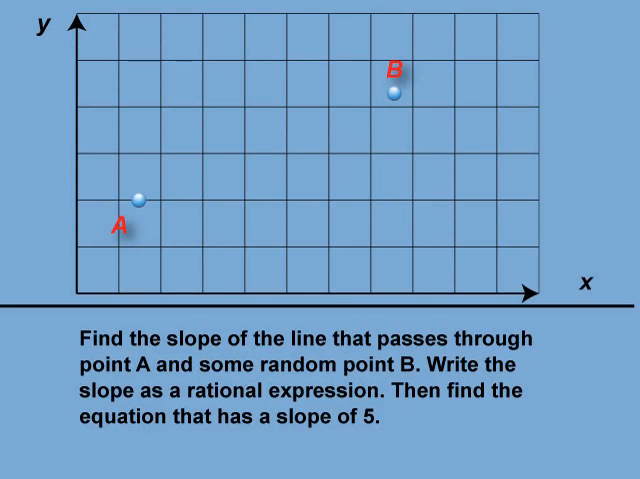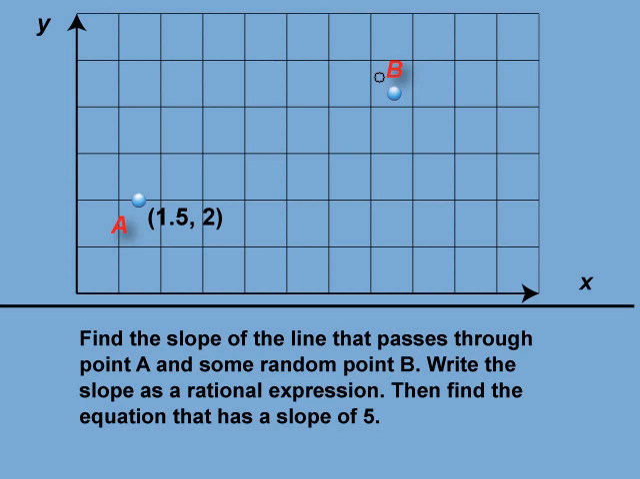Find the slope of the line that passes through point A and some random point B. Write the slope as a rational expression, then find the equation that has a slope of 5. Point A has specific coordinates. Given the location of the point, we can see that it has coordinates 1.5, 2, as shown here. That means we count 1.5 units along the positive x-axis and 2 units up on the positive y-axis.